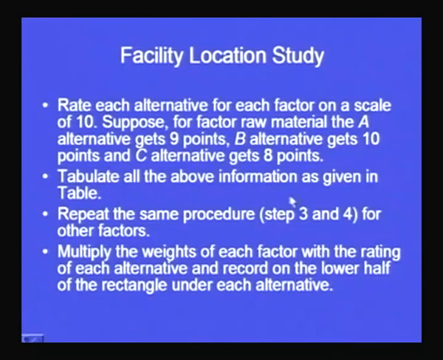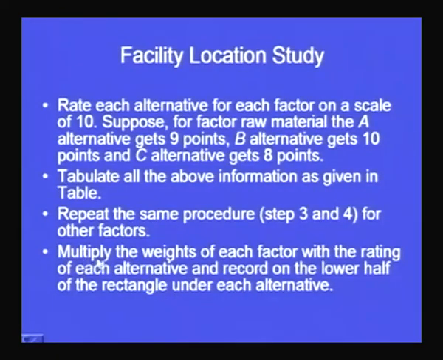Tabulate all the above information as given in the table. So, in the table we have tabulated all the above information. Now repeat the same procedure, steps 3 and 4, for the other factors. So for all other factors we are going to do the tabulation, giving the marks out of 10 for each and every factor to the different locations. Now we have locations A, B and C, and we have 5 different factors. So for each factor we are going to give a relative score to all the locations.